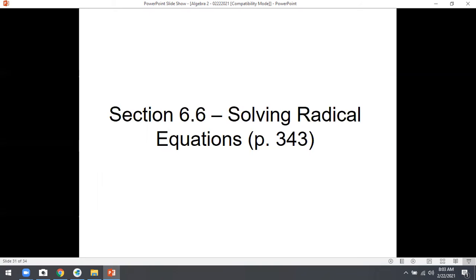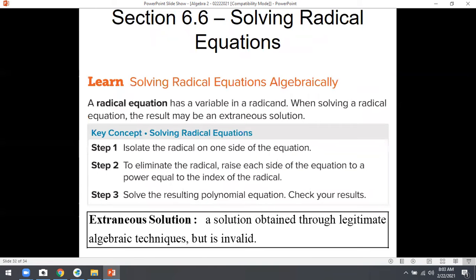The last section, solving radical equations, is basically you just need to get the root by itself, correct? Undo it with an exponent. So if you have a cube root, cube both sides. Make sure you do it to the whole side. Don't be lazy, okay? You can't just do it to terms individually. You got to do it to the whole side, multiply it by itself that many times.